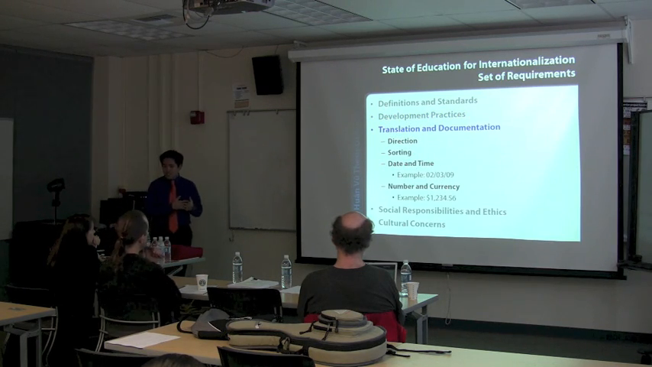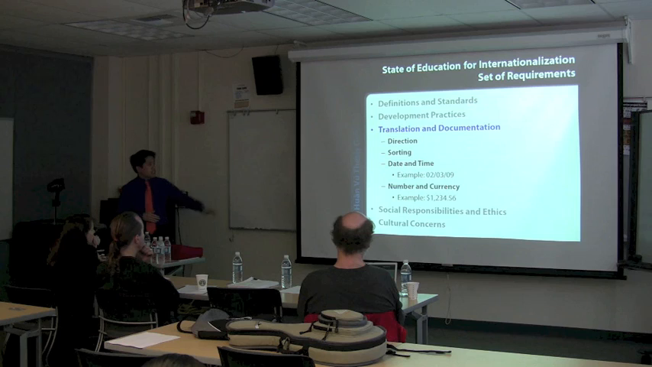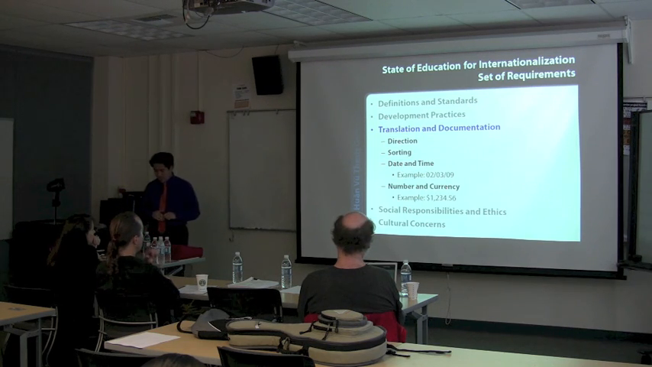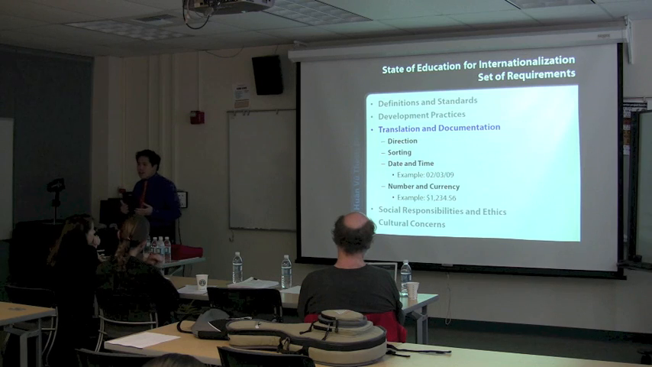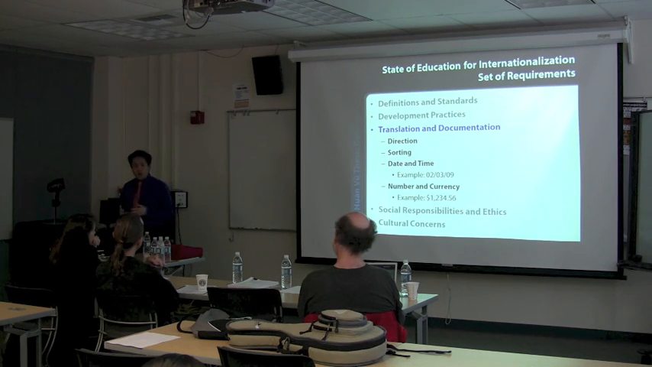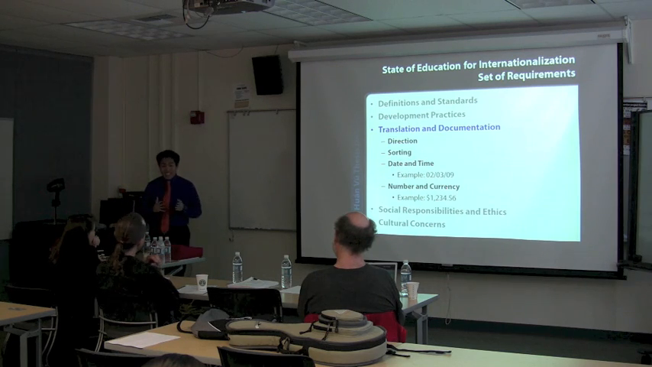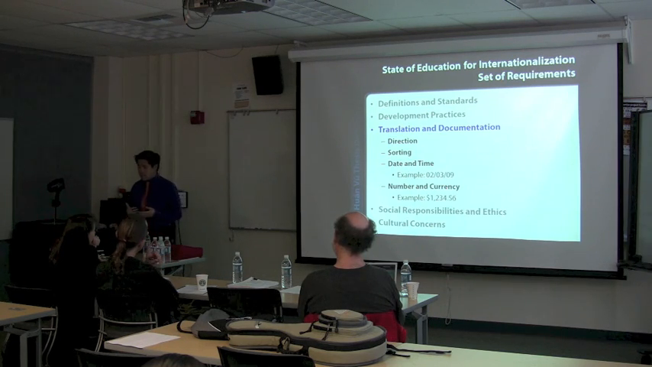Next, within translation and documentation, there are 4 key areas: direction, sorting, date and time, number, and currency. Some people are unaware that translating is actually very difficult between languages. For example, when you're translating words from English to other languages, it's usually about 40% longer. It requires special fonts, does not exist in other languages, and sometimes does not translate well in other cultures.